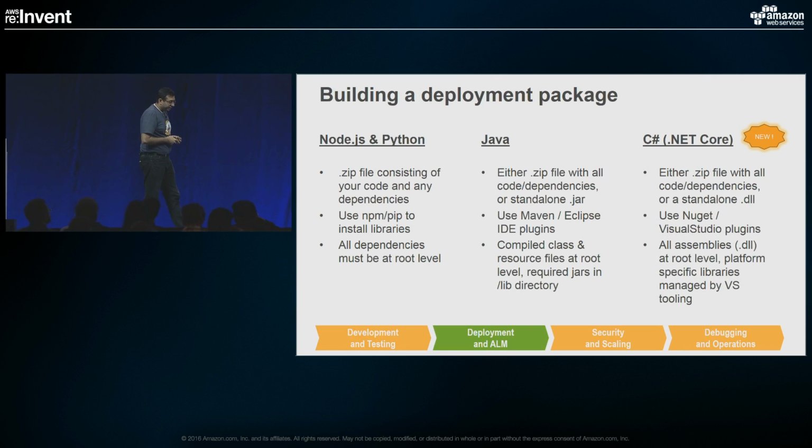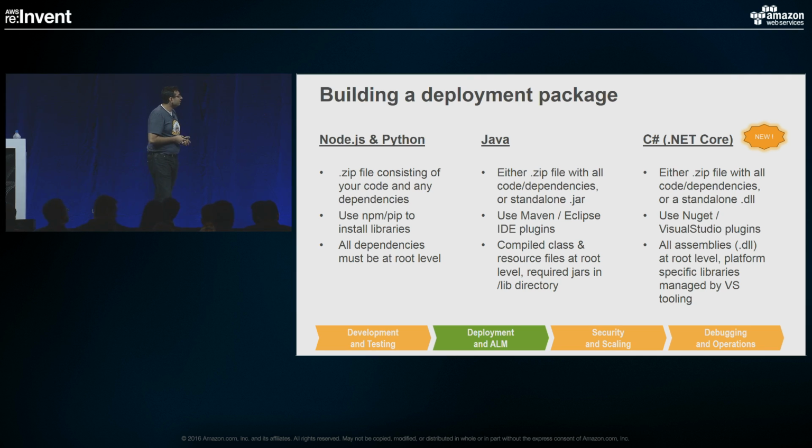So that's about development and testing. Now let's look a little bit at deployment and ALM. When you build a deployment package, effectively what you're building is an independent set of code and libraries which the Lambda function can execute without having to call out to anything else. You can still make outbound API calls, but you need to have all the code which you are bringing in.